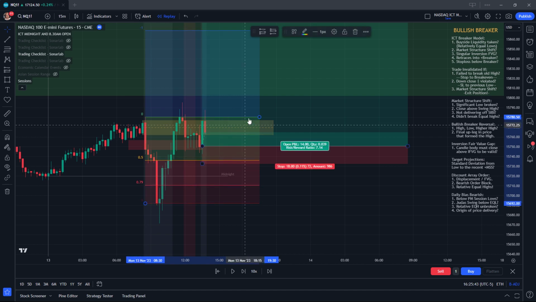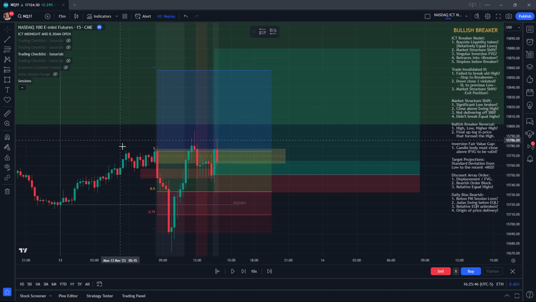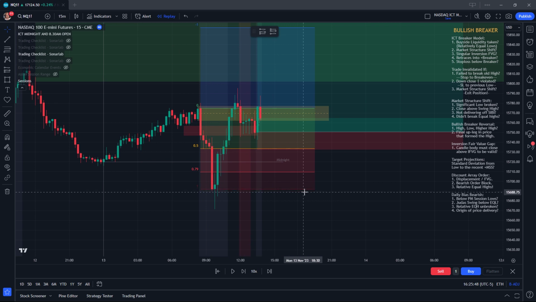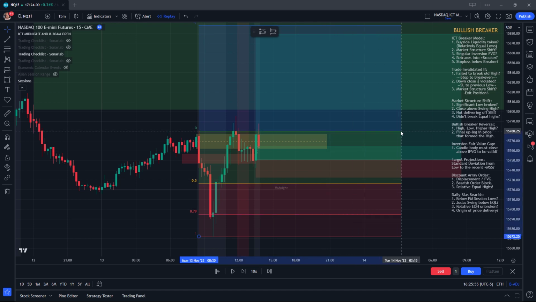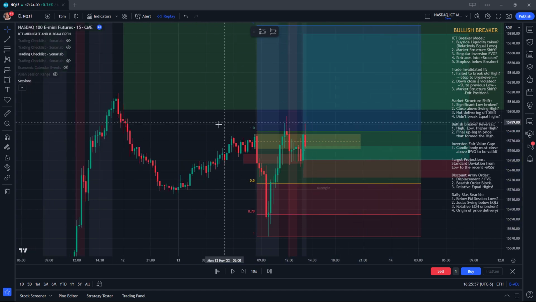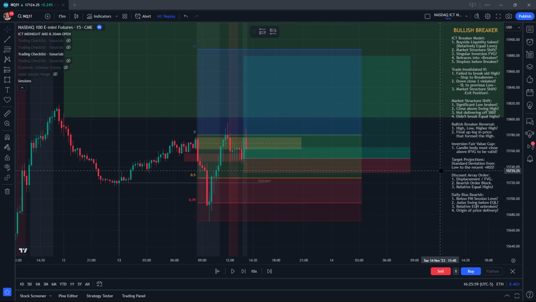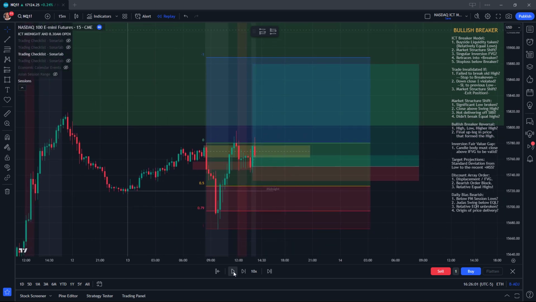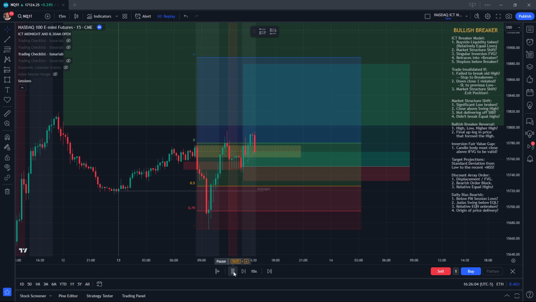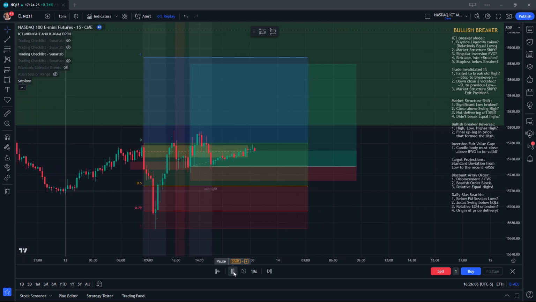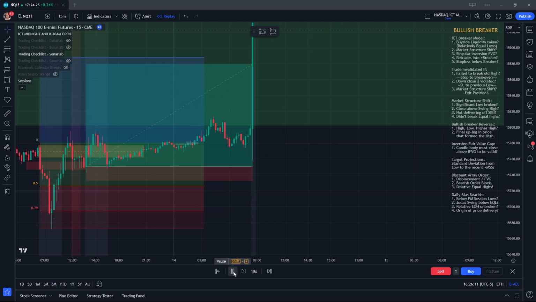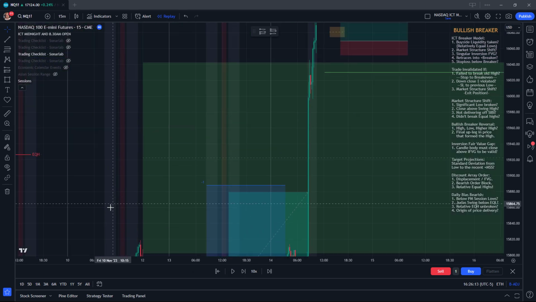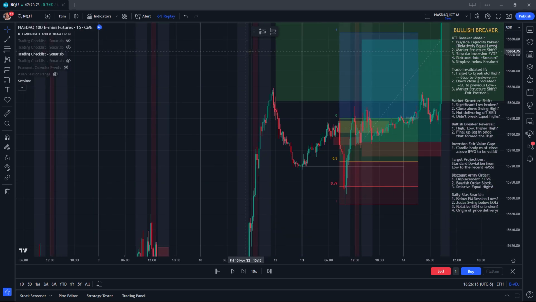Really should use the bodies actually, because that gives you a more conservative target based on where the candle's actually closed, whereas this one gives you a more ambitious target based on the wicks. And to get to that target, you have to wait overnight and then price exceeds it.